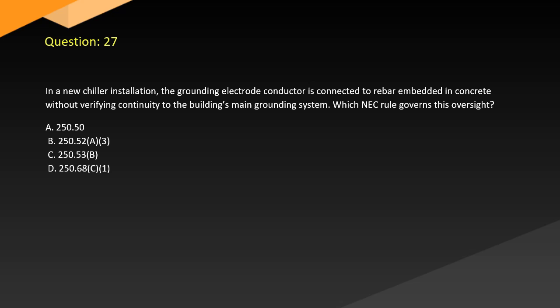Question 27. In a new chiller installation, the grounding electrode conductor is connected to rebar embedded in concrete without verifying continuity to the building's main grounding system. Which NEC rule governs this oversight? A. 250.50(B), B. 250.52(A)(3), C. 250.53(B), D. 250.68(C)(1).